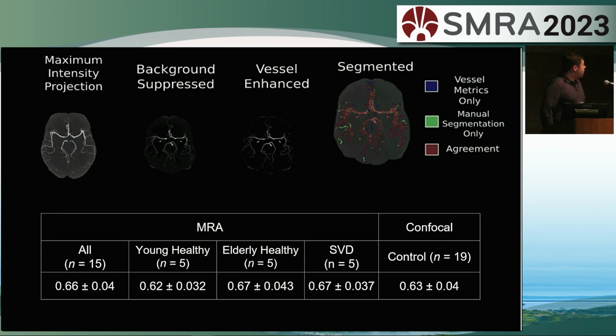The metrics that you're seeing at the bottom of the slide here are Jaccard indices. These all correlate to a Dice score of about 0.8. We've split this into 3 different groups: young, healthy participants, elderly healthy participants, and patients who have clinically confirmed SVD. Interestingly, our segmentation output here roughly matches the metrics in confocal as well as our mouse data.